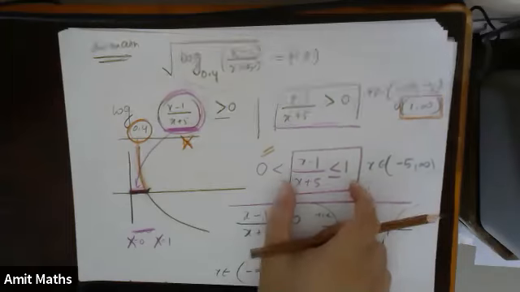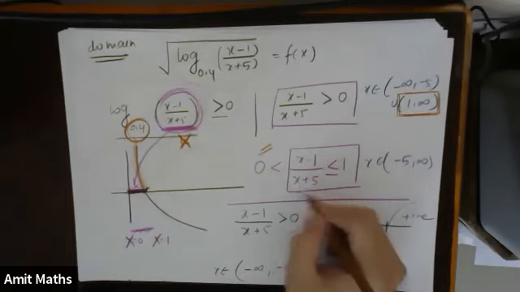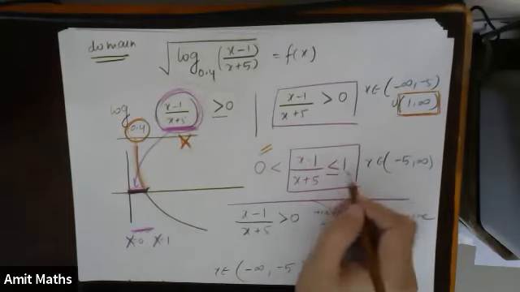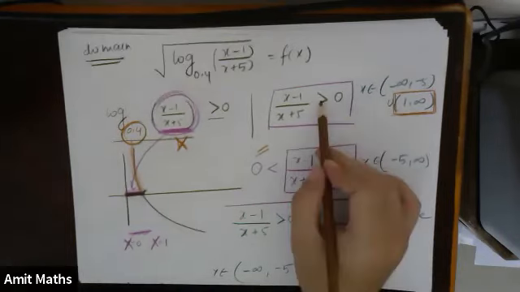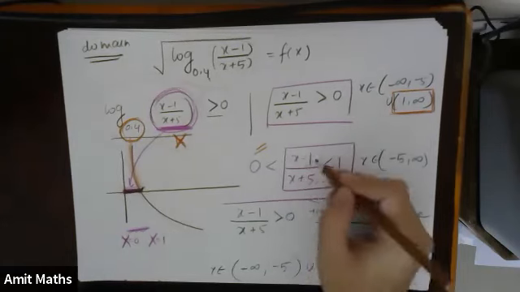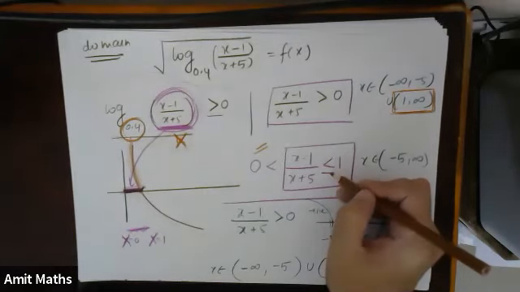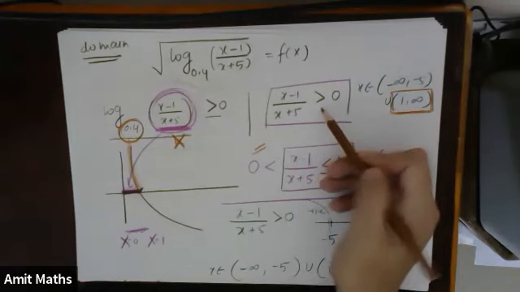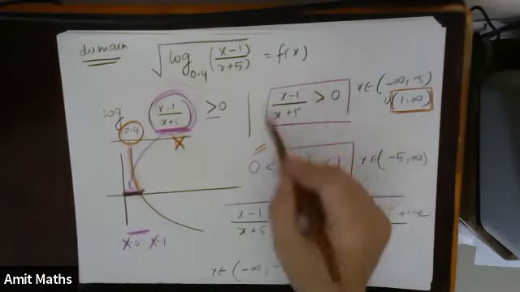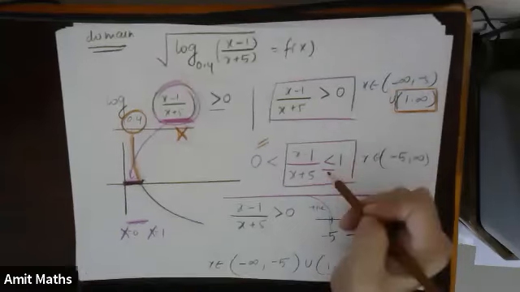First, x minus 1 upon x plus 5 should be less than or equal to 1, and at the same time it has to be greater than 0. For which values of x will the whole thing, capital X, be between 0 and 1?